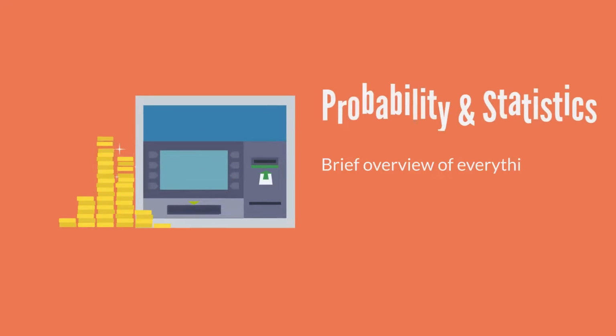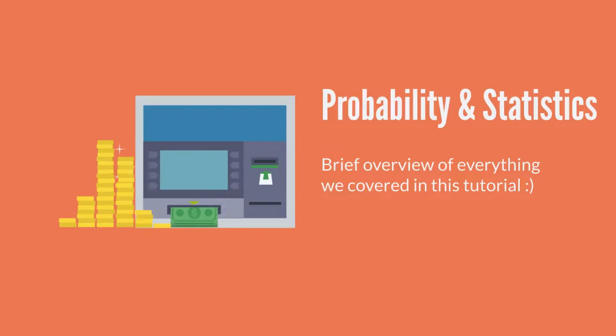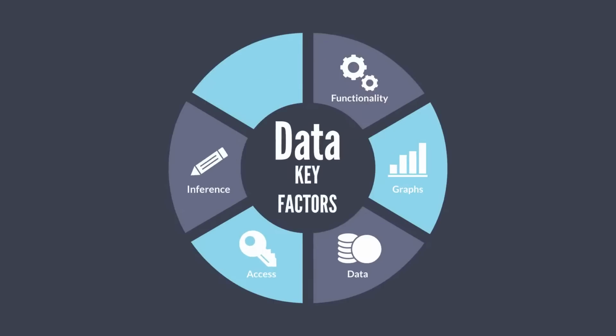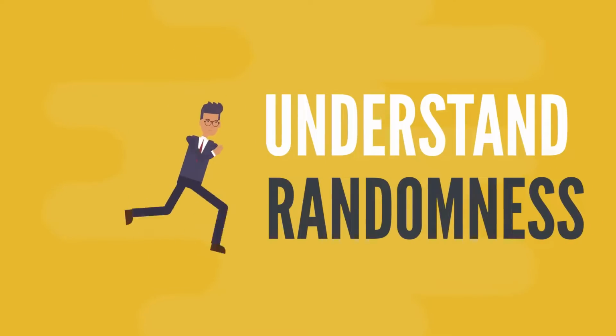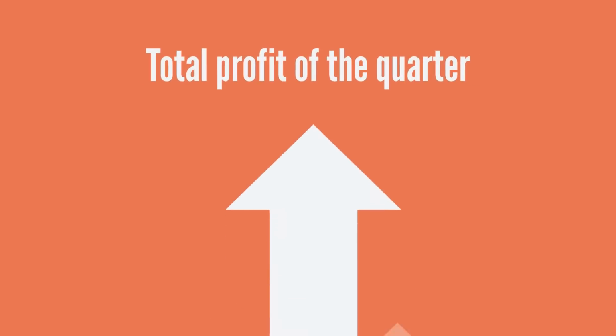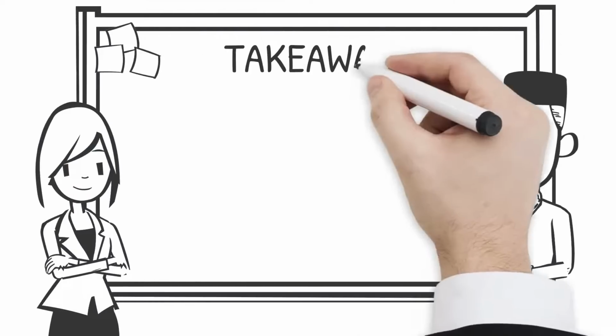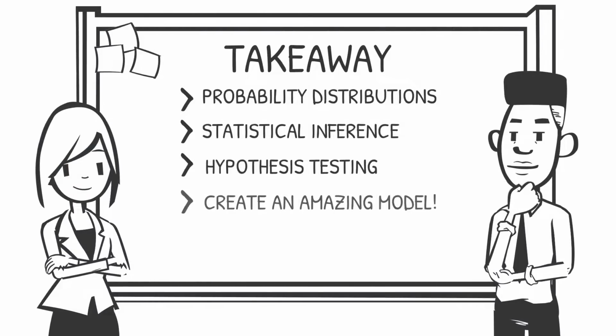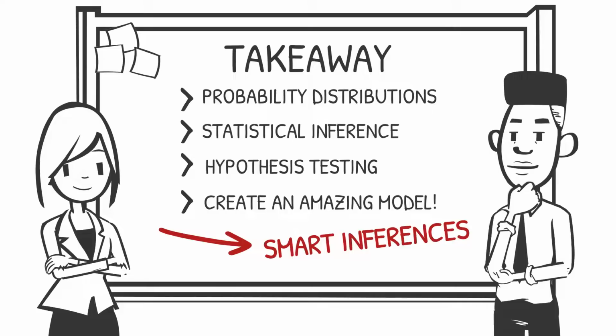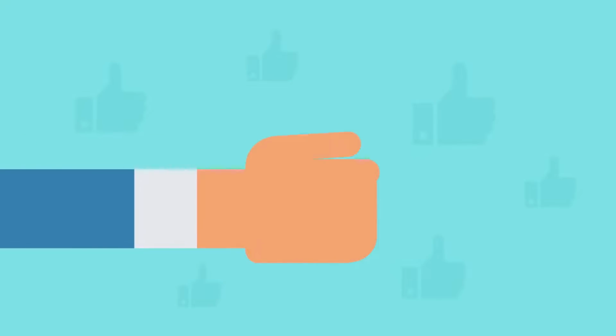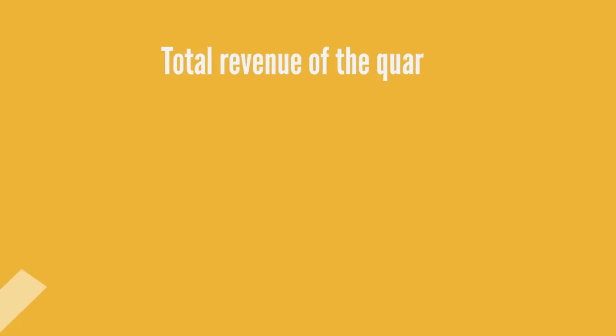In conclusion, probability and statistics are essential for understanding and working with data in machine learning. They provide a framework for understanding randomness and modeling complex systems, as well as making inferences about populations based on samples. Understanding probability distributions, statistical inference, and hypothesis testing is critical for selecting the right algorithm and evaluating model performance.